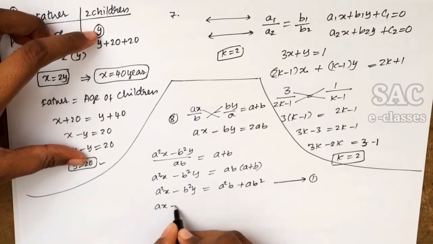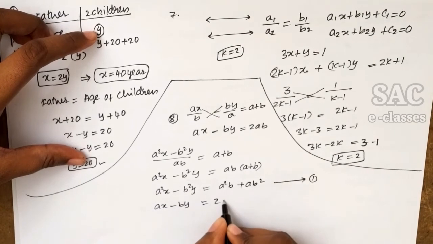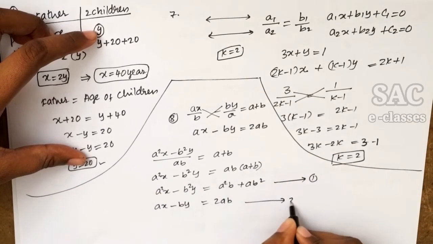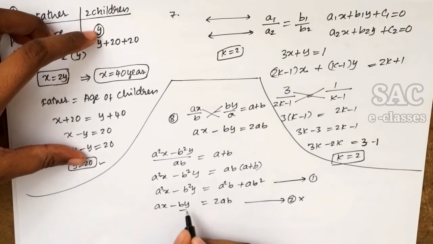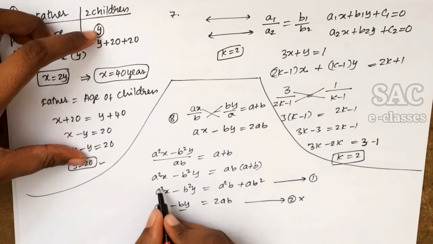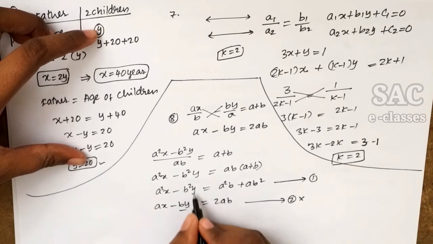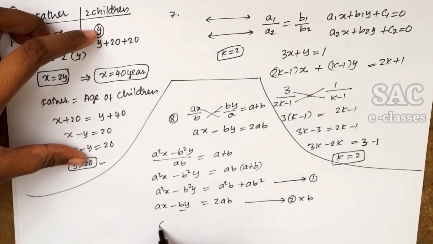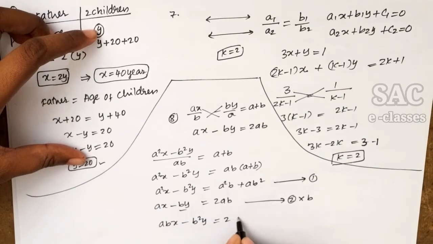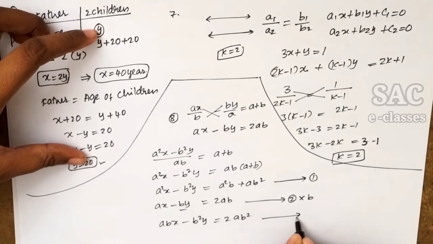Observe the next one. ax minus by equal to 2ab. Think of it as equation 2. I want to eliminate either the first term or the second term, so I am eliminating the y term by multiplying with b. abx minus b square y equal to 2ab square.